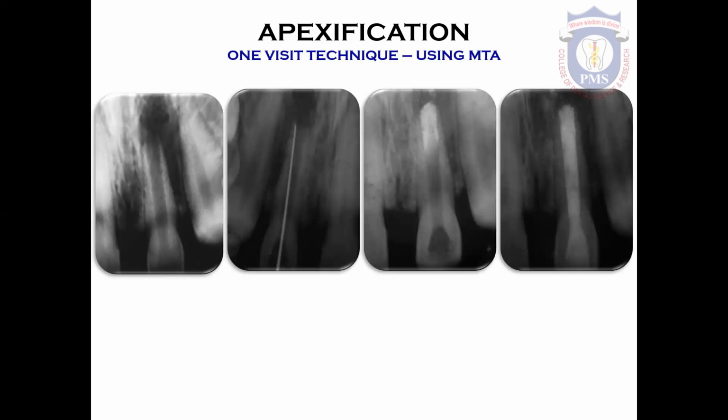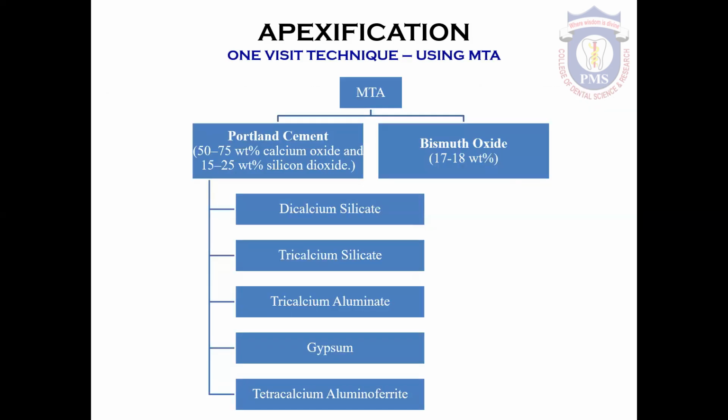So here also, after the root canal opening, cleaning and drying, the MTA apical plug is placed at the apical area, followed by which gutta-percha obturation is done.